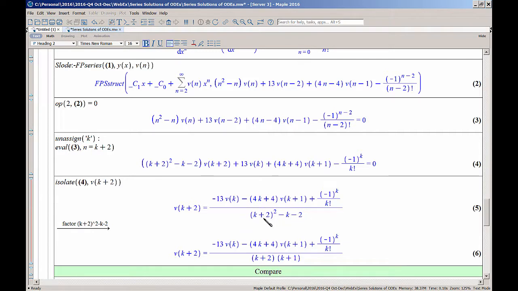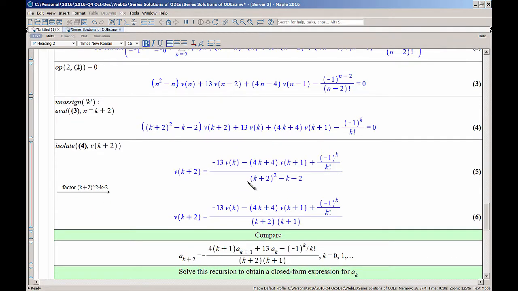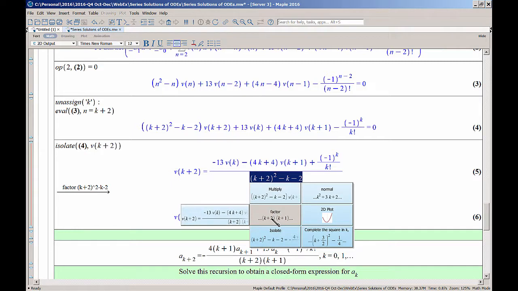Now the denominator looks like it could be factored perhaps. So what I did was I selected it, and in the pop-up that appears, you see you can factor that denominator in place, and you see next to it what the expression will look like if you do the factoring in place.